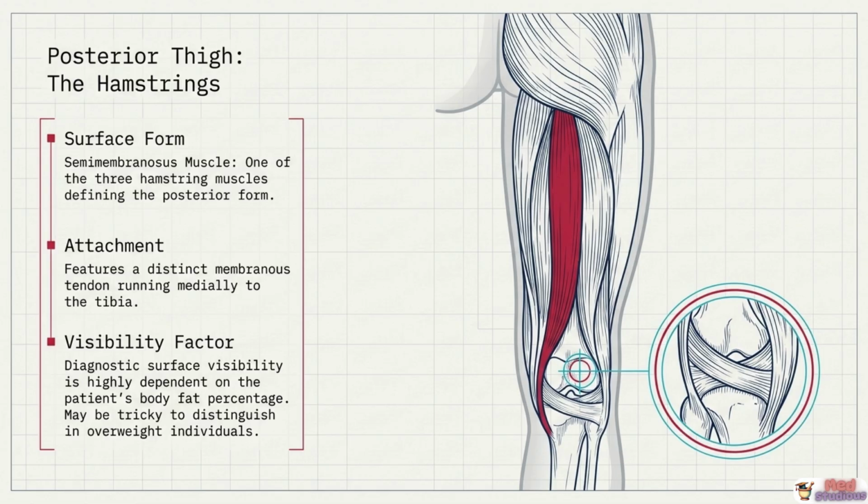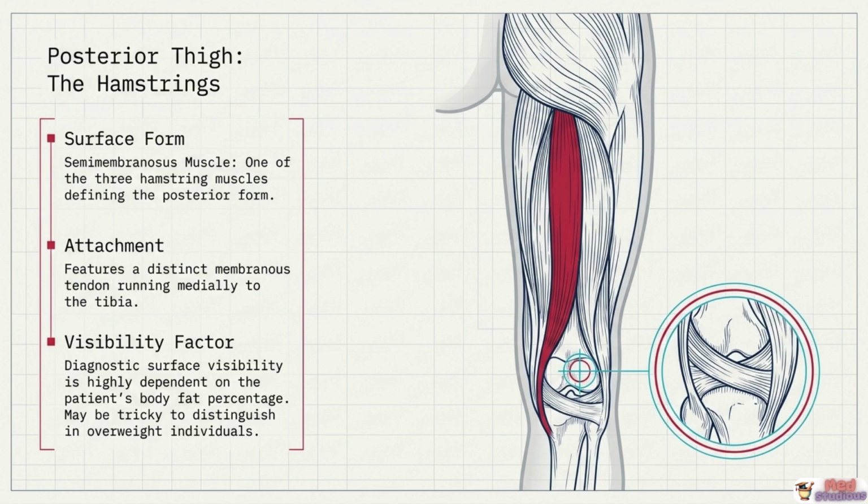The semimembranosus is one of the three hamstring muscles that collectively define the posterior surface shape of the thigh. Its membranous tendon runs medially toward the tibia and is palpable as a flat, broad structure in the medial popliteal region. There is an important visibility factor that applies to all posterior thigh surface anatomy.